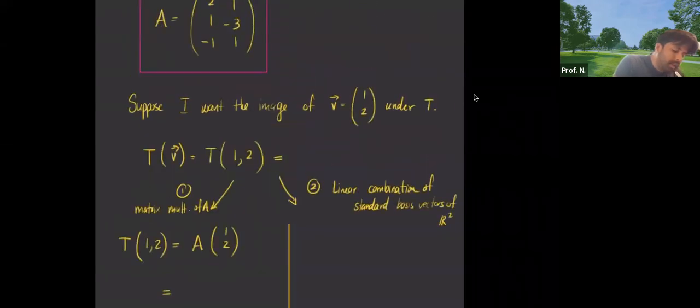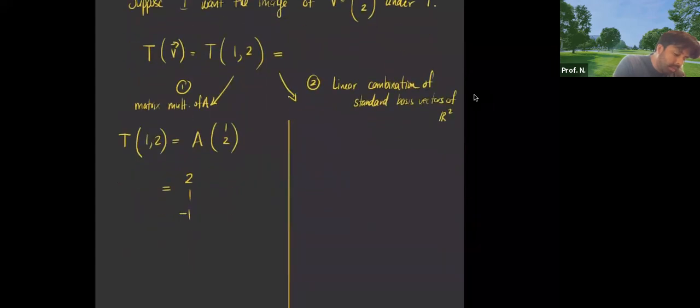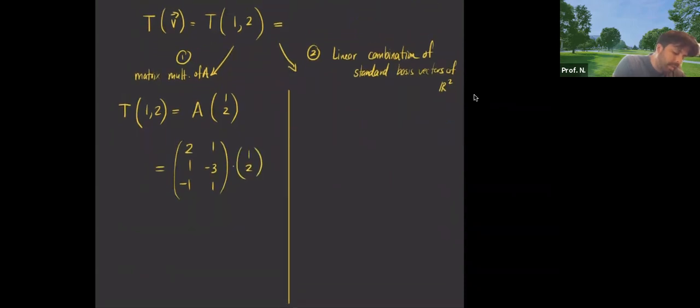But what is A again? A is [2, 1; -1, 1; -3, 1]. And I'm left multiplying this by (1, 2). So when I perform the matrix multiplication, I get what? I get 2 times 1 plus 1 times 2. I get 1 times 1 minus 3 times 2. I get negative 1 times 1 plus 1 times 2.